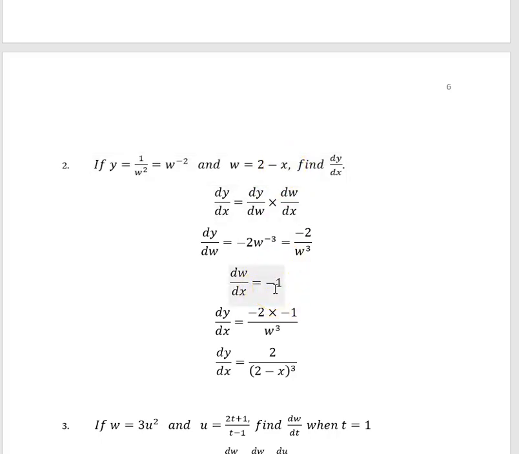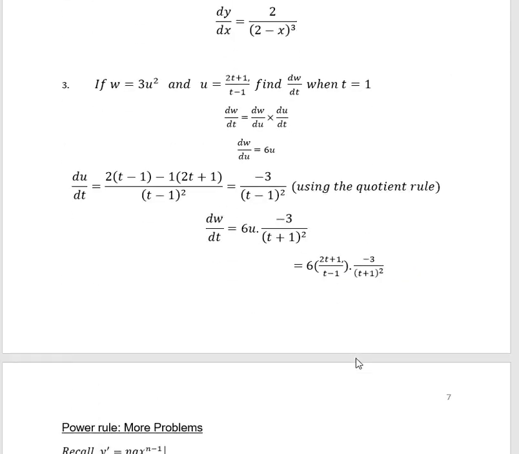Now to find dy/dx, it should be dy/dw times dw/dx, so I multiply this by that. I'm going to have negative and negative, which cancel out to become positive. Then I replace w back with 2 minus x, which is what I did there, and that's my final answer. As I've said, you need not open the bracket. That's your answer. Let's look at example 3.